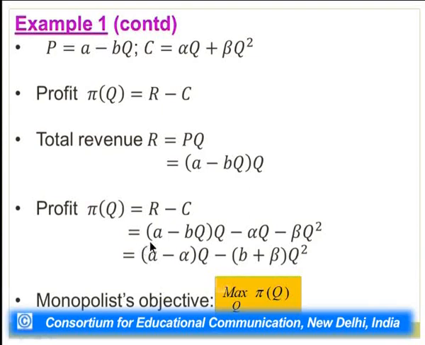Please see where my cursor is now. Total revenue is (A minus B times Q) times Q, minus the total cost, which is alpha Q plus beta Q square. Now let's collect the terms containing Q and Q square respectively. Collecting the terms containing Q, I have (A minus alpha) times Q minus (B plus beta) times Q square. Here you can see clearly that your profit function pi of Q is a function of Q, and it is also a quadratic function.